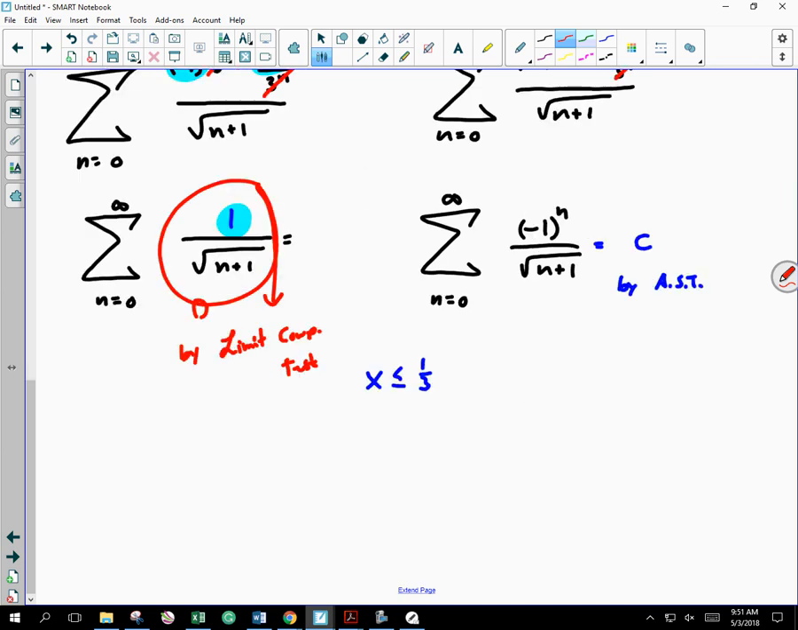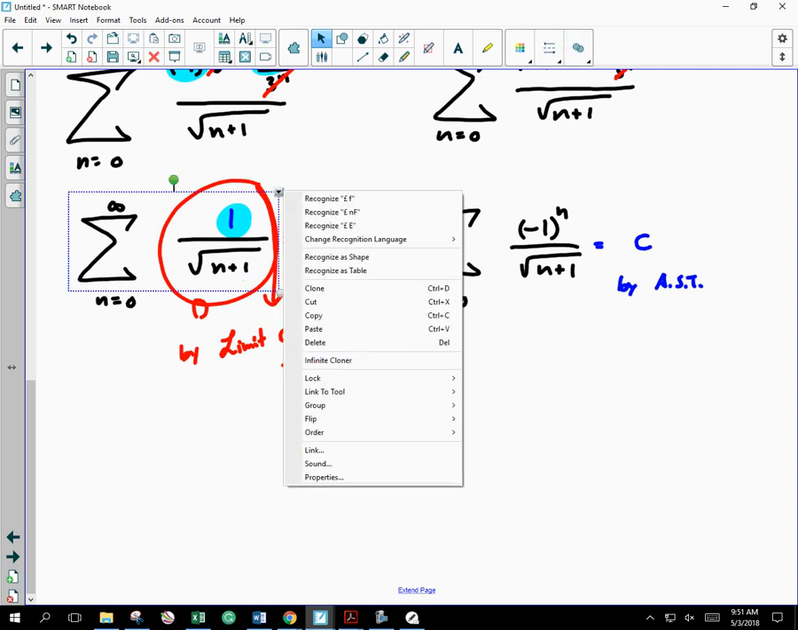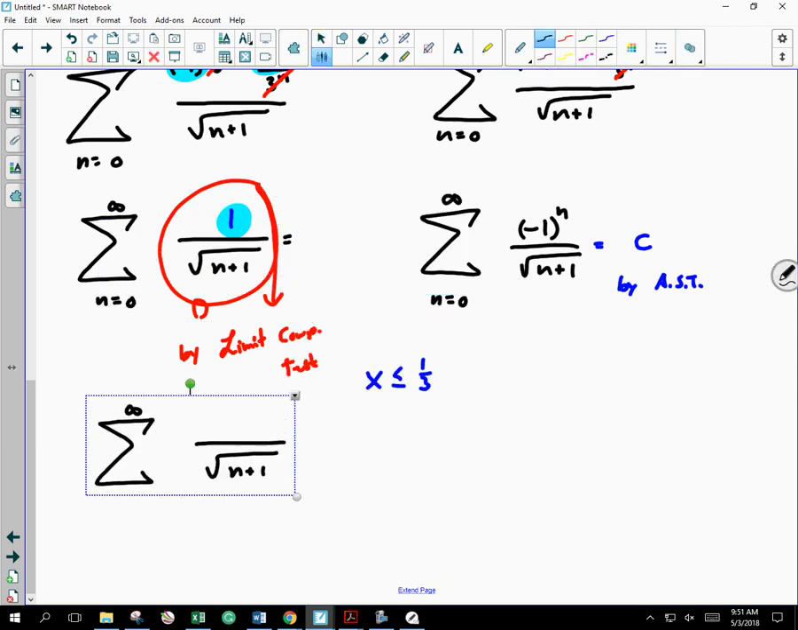Okay, so if you're not sure where we are, I'm going to go back to the theorem. We just saw an example of this guy. We were able to find the radius and interval of convergence. Let's do another problem.